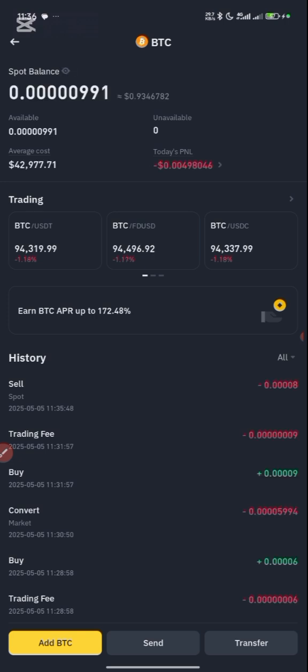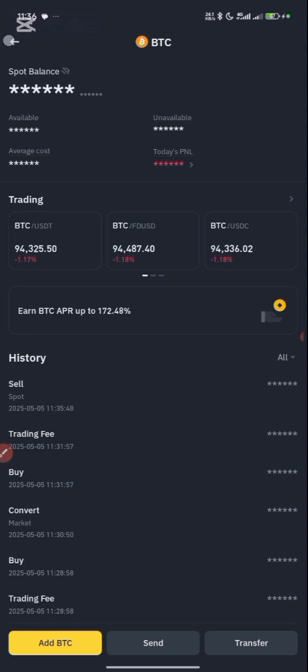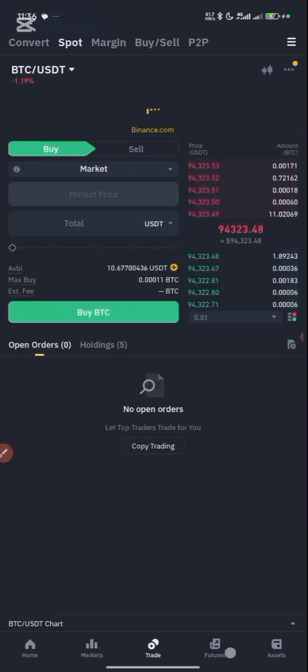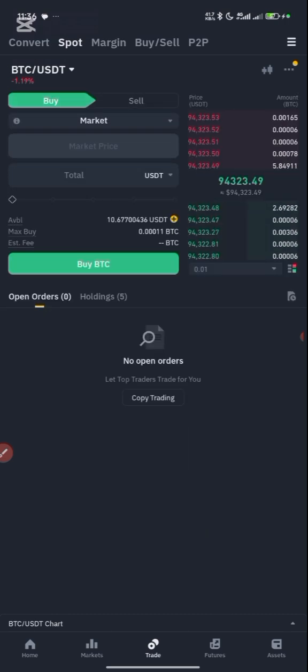I think that's all about spot trading. It's just about buying and selling of coins. As you can see, our USDT is not back there. So if you want to buy, you buy here. If you want to sell, you sell here.